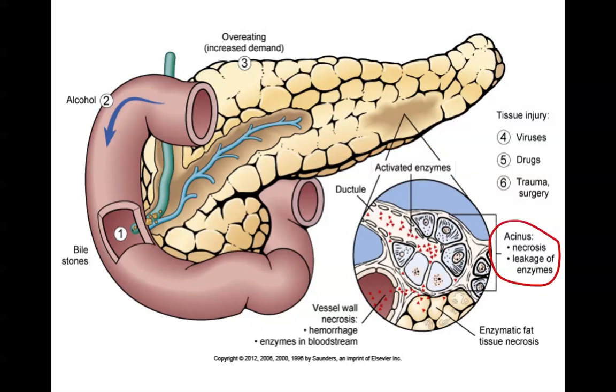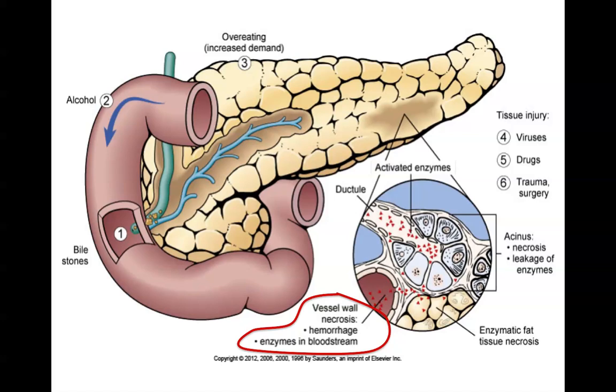Activated enzymes may leak into the acinus itself and damage the acinar cells. Activated enzymes may also digest the elastic tissue of vessel walls. This can form large gaps and lead to hemorrhage. It may also allow enzymes to enter the bloodstream.